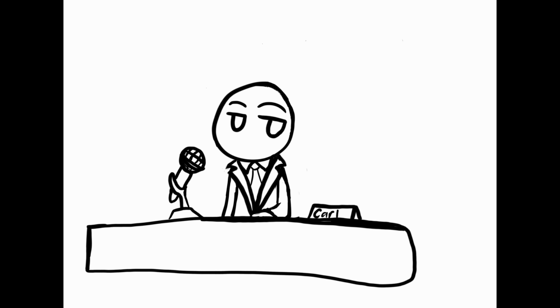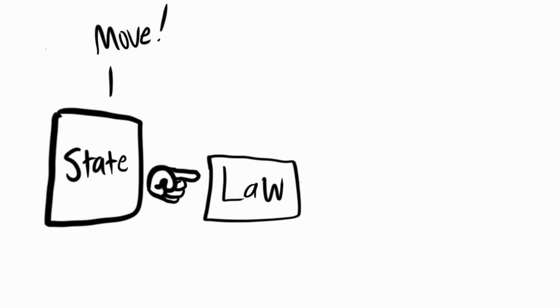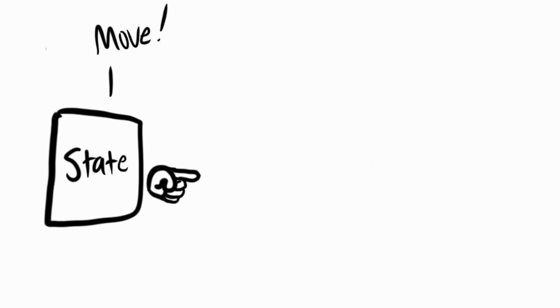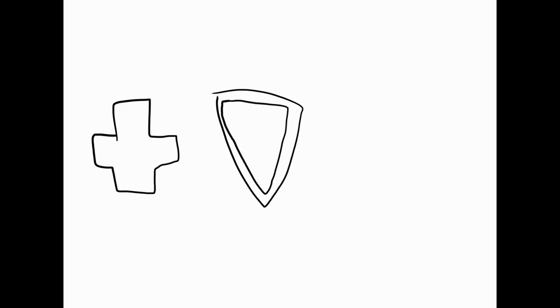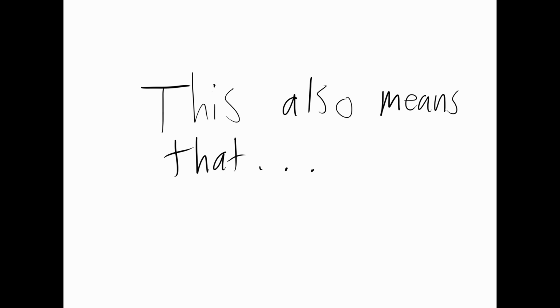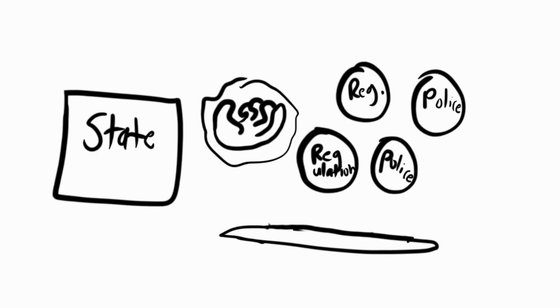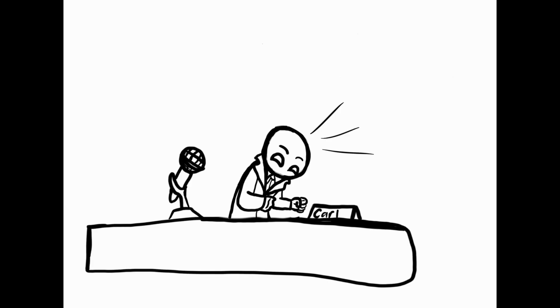First up, we've got authority over law enforcement. States have the ability to execute and enforce laws in order to ensure the health, safety, and security of their citizens, meaning that some laws are state-specific. This also means that, by extension, the state also has authority over and through the police and the regulations that come with that.